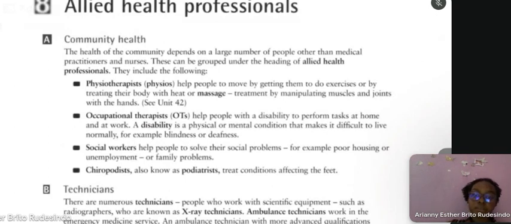Social workers help people to solve their social problems. For example, poor housing or unemployment or family problems. Chiropodists, also known as podiatrists, treat conditions affecting the feet.